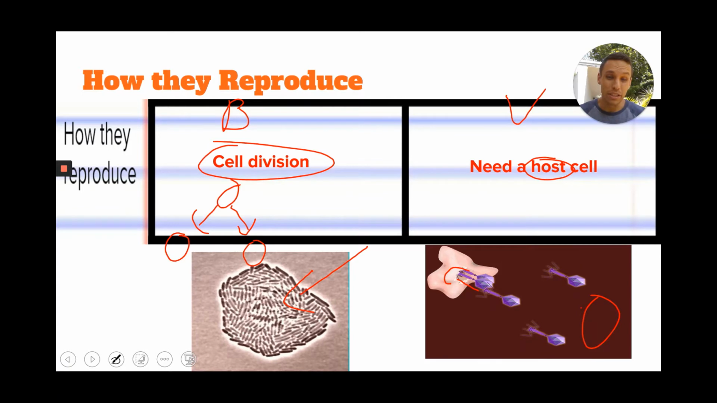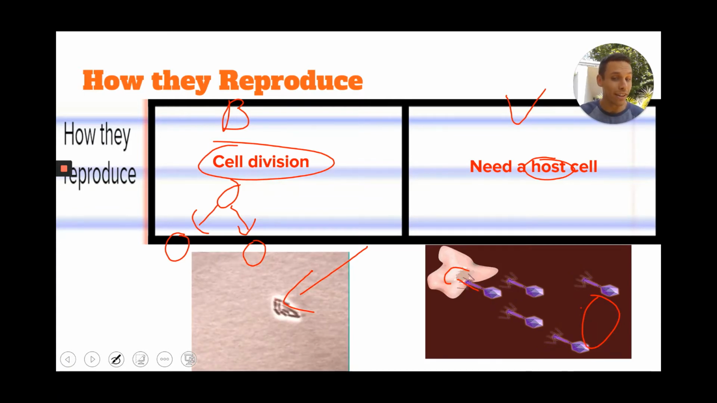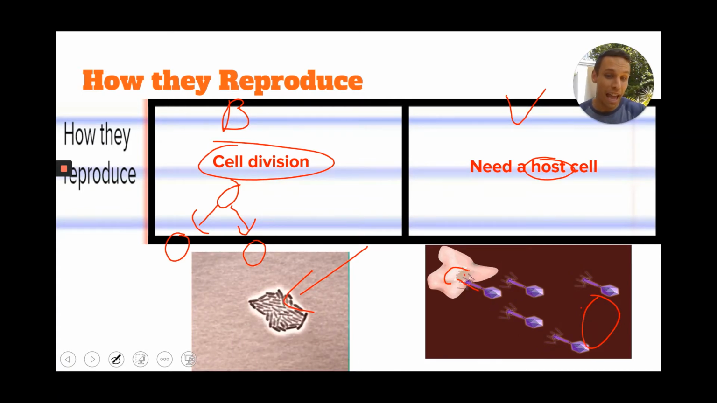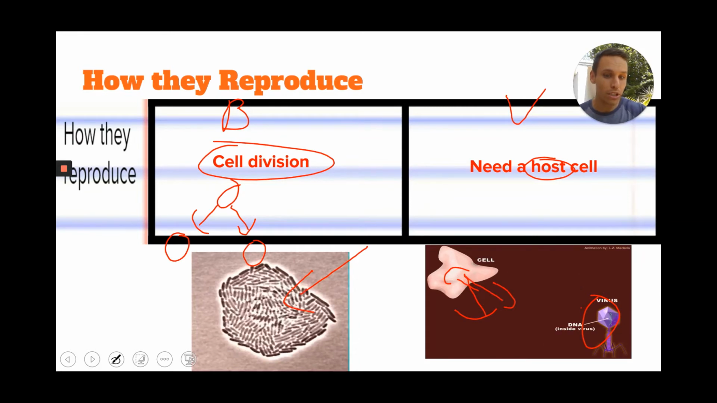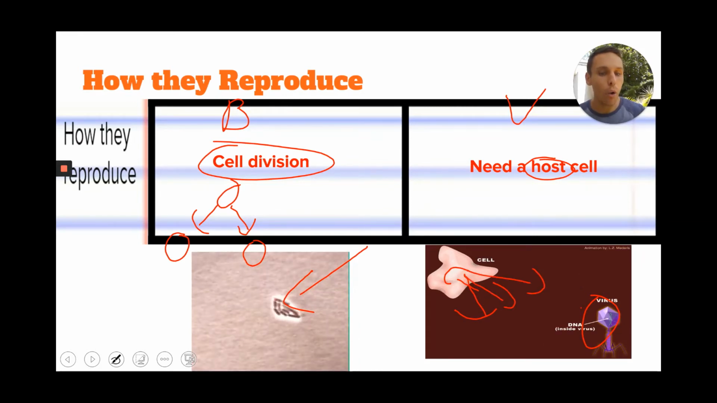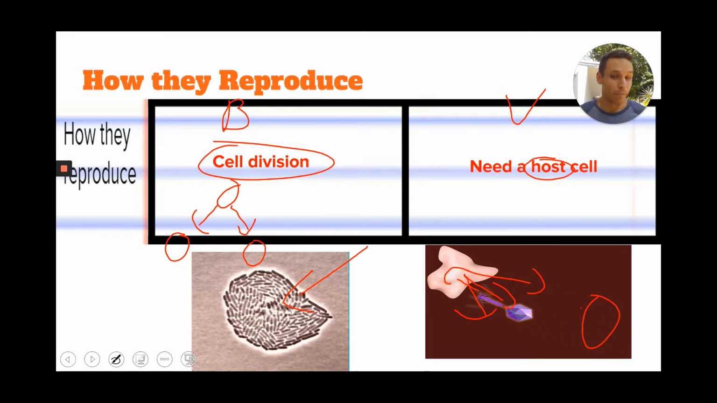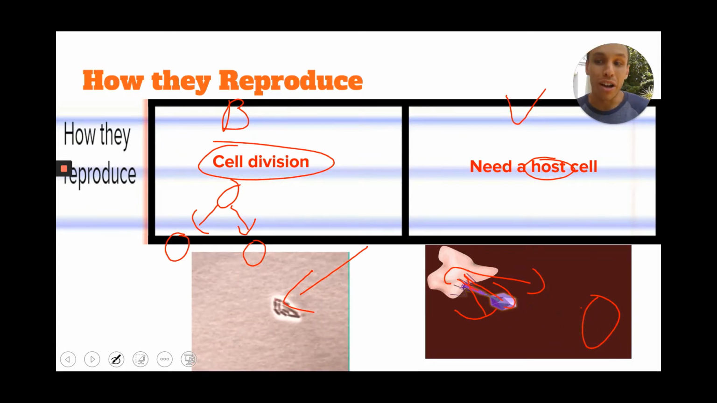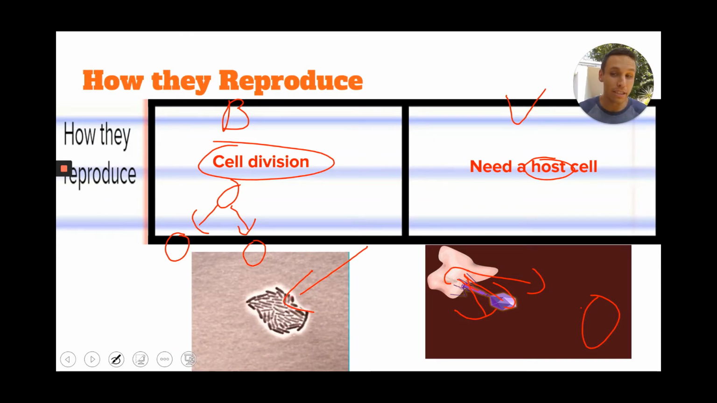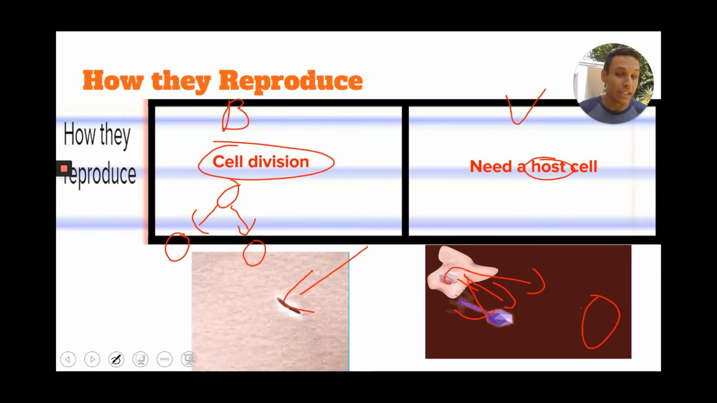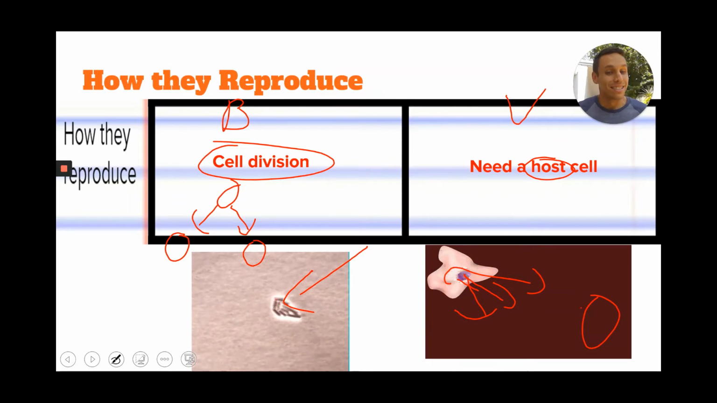So actually, your own cell, if you're infected with the virus, is creating more viruses. And then they come out when the cell fills up, and you have a whole bunch more virus, and it destroys your cell in the process. So they reproduce very differently. A virus can't reproduce via cell division. It needs a host cell in order to reproduce.